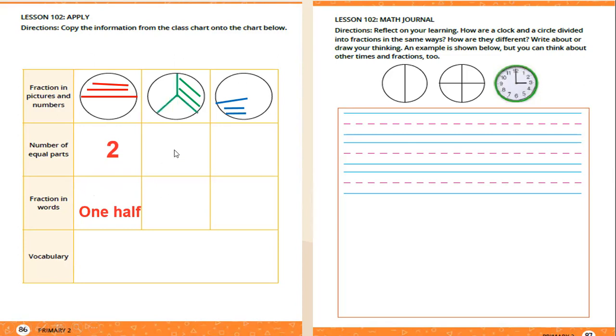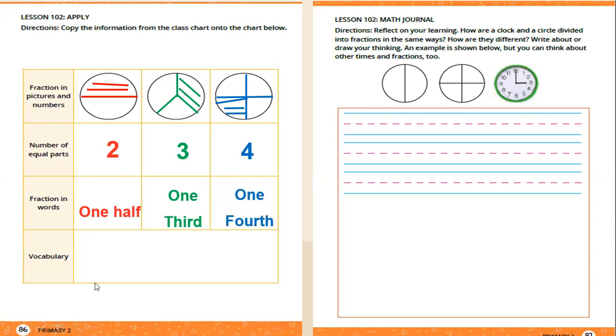Okay? The next one, this circle is divided into 3 equal parts. So the number of equal parts is 3. And each part is called what? Each part is called 1/3, a third. Bravo, excellent. The last one. The circle is divided into 4 equal parts. And each one is called 1/4.